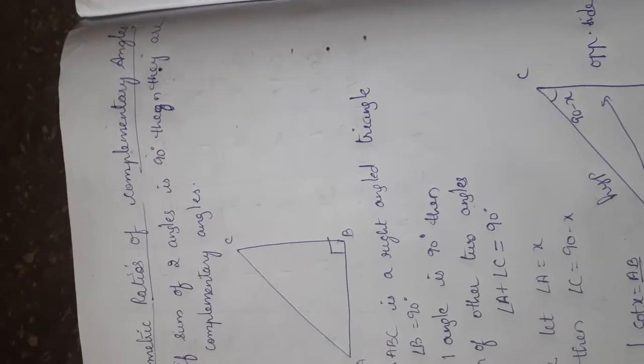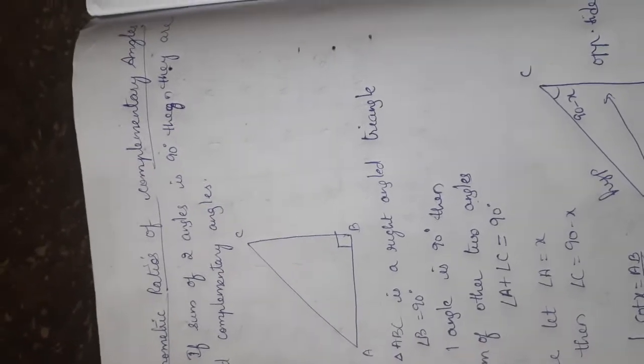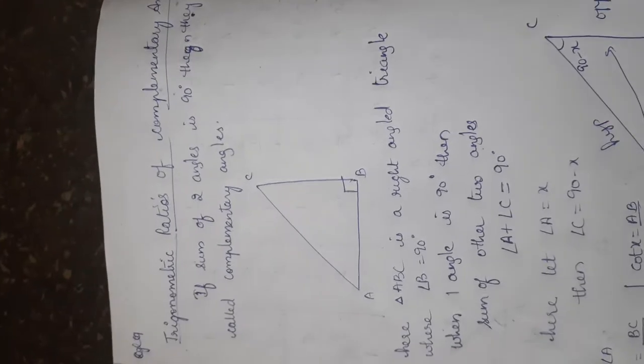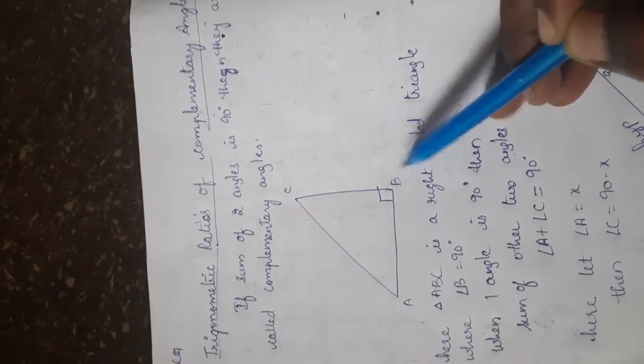Now we are going to discuss the complementary angles. So you know the sum of the two angles is 90 degrees, then those angles are called complementary angles. So for finding out the trigonometric ratios of complementary angles, again we are going to consider a right angled triangle. See, it is right angled at B. Right angled means the angle is 90 degrees. So what is angle B? It is 90 degrees. Okay, children.